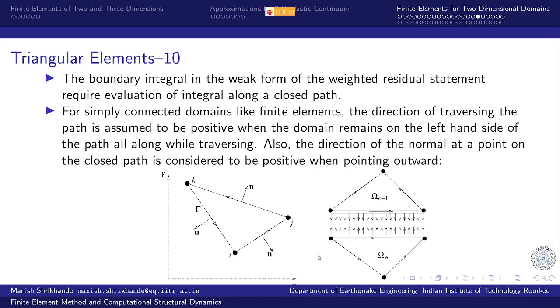The same thing happens here. For example, we have two elements, let's say omega e and omega e plus 1. As we evaluate the boundary integral along the common boundary between these two elements, we find that as we move counterclockwise in element e, at this common boundary, the positive sense is outward towards element e plus 1. Similarly, as we traverse this boundary integral counterclockwise in omega e plus 1, the positive sense is outward from that element, and these two are equal and opposite.